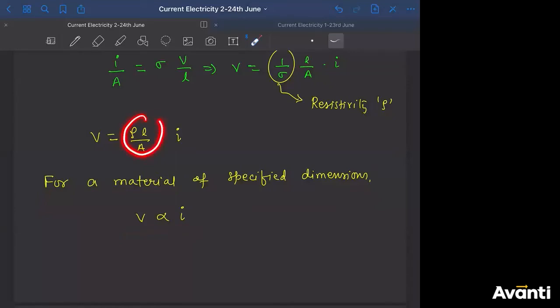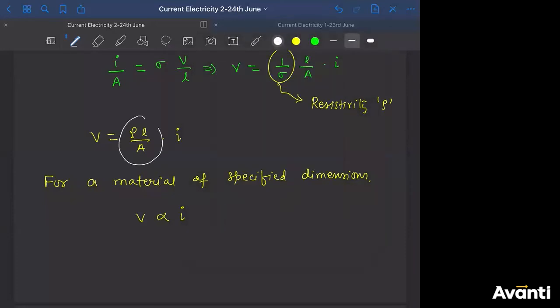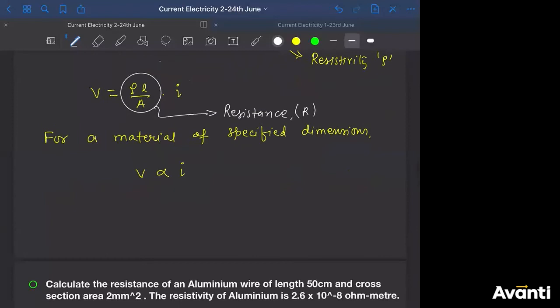Now, what is this constant called? So this constant rho L by A is called resistance. So क्या बोलते हैं बच्चा लोग? This is called resistance, and we denote this as R. So how can I now represent this? Now I can write this as V is equal to I into R, or you can say R into I.